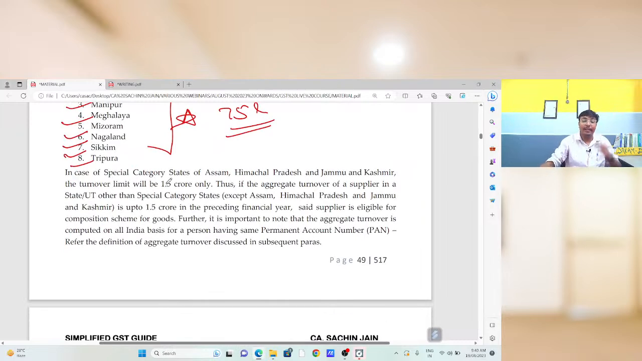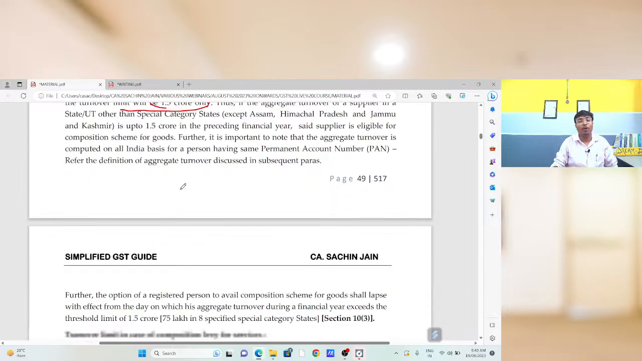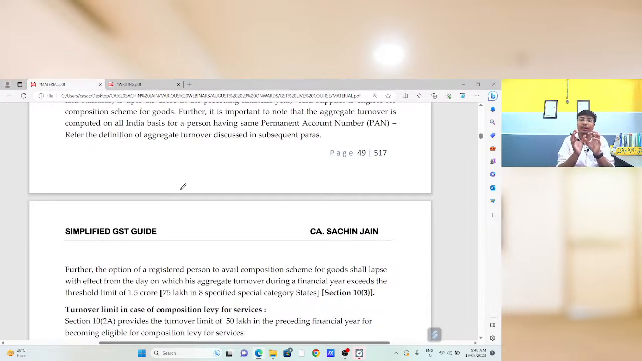In case of special category states, Assam, Himachal Pradesh, and Jammu Kashmir, the turnover limit will be 1.5 crore only. I am just going to discuss the brief concept from language of law, because we had already covered the complete concept of composition levy with our example.